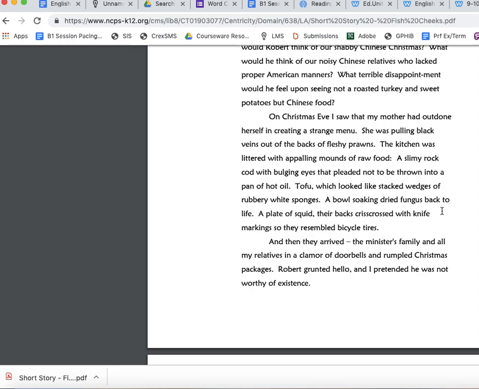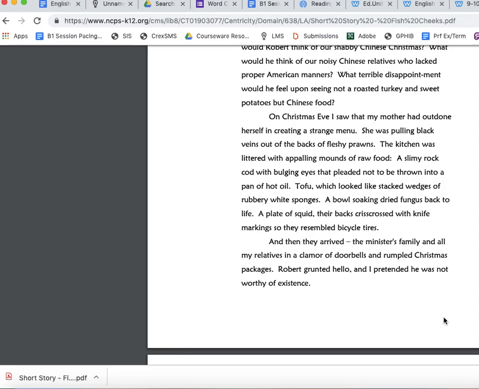On Christmas Eve, I saw that my mother had outdone herself in creating a strange menu. She was pulling black veins out of the backs of fleshy prawns. The kitchen was littered with appalling mounds of raw food, a slimy rock cod with bulging eyes that pleaded not to be thrown into a pan of hot oil, tofu, which looked like stacked wedges of rubbery white sponges, a bowl soaking dried fungus back to life, a plate of squid, their backs crisscrossed with knife markings so they resembled bicycle tires. And then they arrived, the minister's family and all my relatives, in a clamor of doorbells and rumpled Christmas packages. Robert grunted hello, and I pretended he was not worthy of existence.